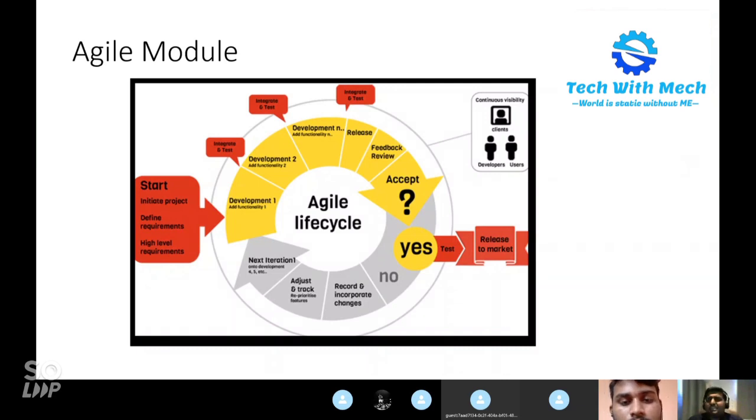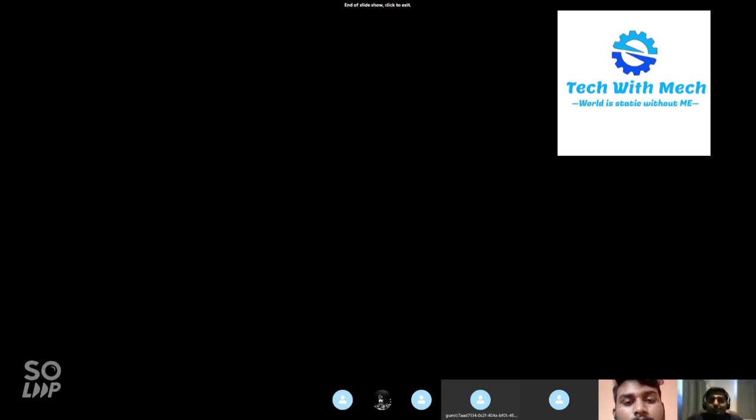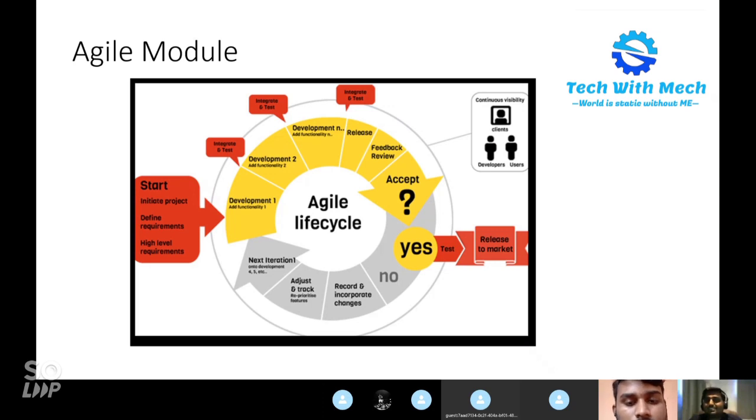Other than that, there are additional models like the spiral model. It has similar stuff, but in a spiral shape, round and round and round. There will be a lot of development, then releases. But it's not accepted by any industry, so it's not really in use, or maybe a very few companies are trying something, but the major multinational companies are not using it. So this is about the three models which I wanted to present.